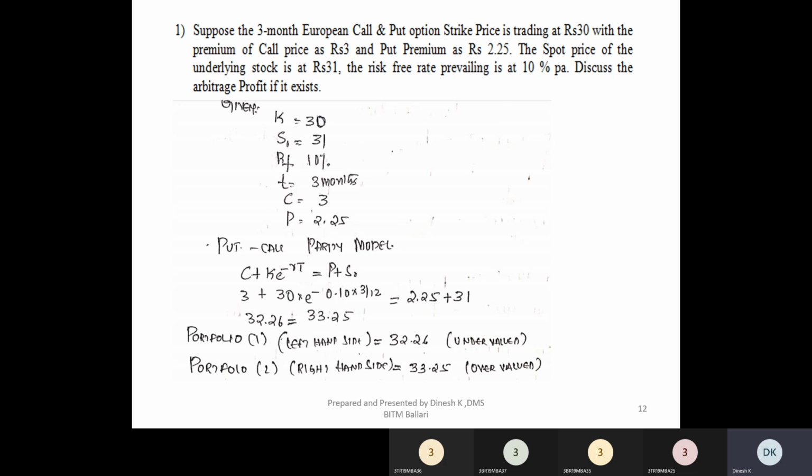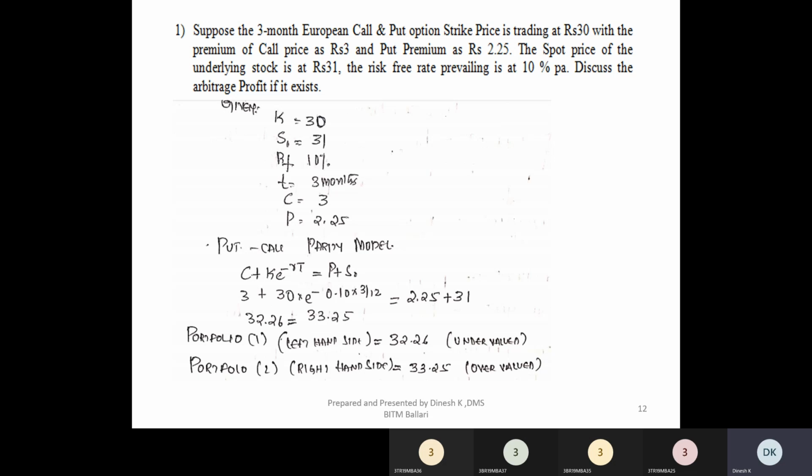But if you look at here, both the call and the put price has been given to you, right? So you are not trying to know the price of the premium here, but you are looking for the arbitrage opportunity, right? So call and the put premiums are being given. Call premium is 3 and the put premium is 2.25, and the spot price of the underlying stock is rupees 31.